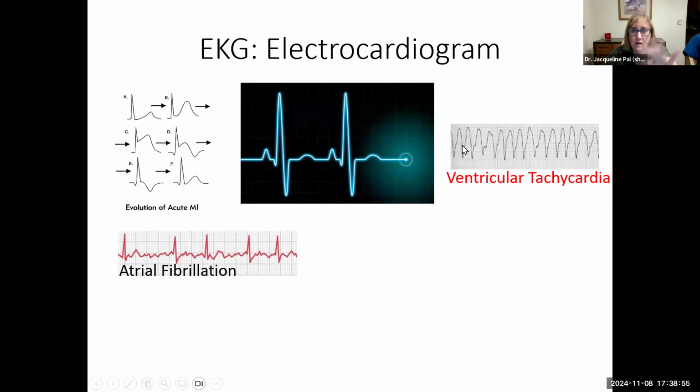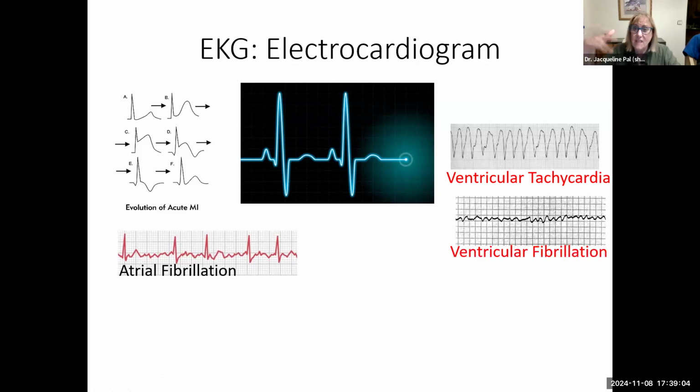So we need to get rid of this rhythm, but there's one even worse, and that's if your ventricles aren't able to have that contraction at all, and they do that little fibrillation thing called V-fib. Yeah, not good at all.